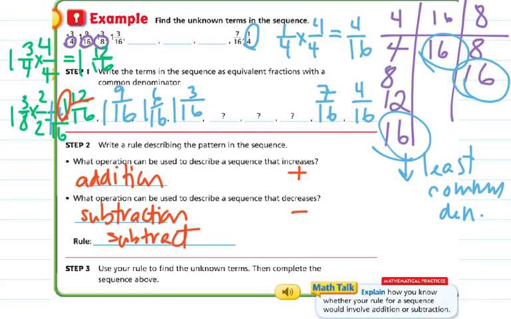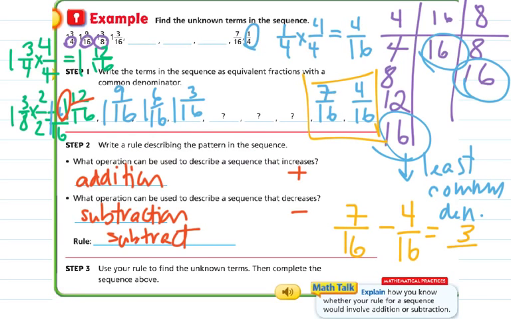So boys and girls, if you take any two terms in a sequence, like if we take these last two, they're probably the easiest. All we're going to do is subtract 4 sixteenths from 7 sixteenths. And if we do 7 minus 4, we would get 3 sixteenths. So we know that that's our rule. That's what we're decreasing by. That would apply to any other previous problems.